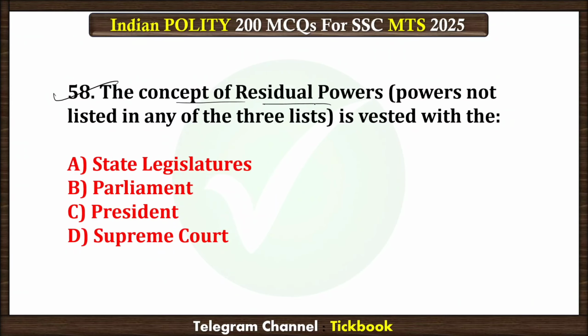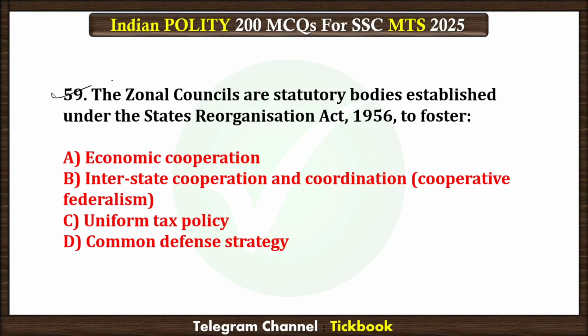58. The concept of residual powers, not listed in any of the three lists, is vested with the Option number B, Parliament. 59. The zonal councils are statutory bodies established under the State Reorganization Act 1956 to foster option number B, interstate cooperation and cooperative federalism.